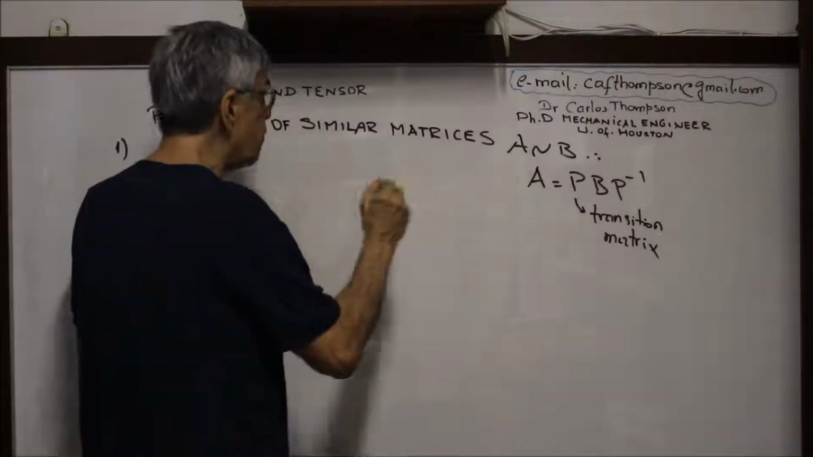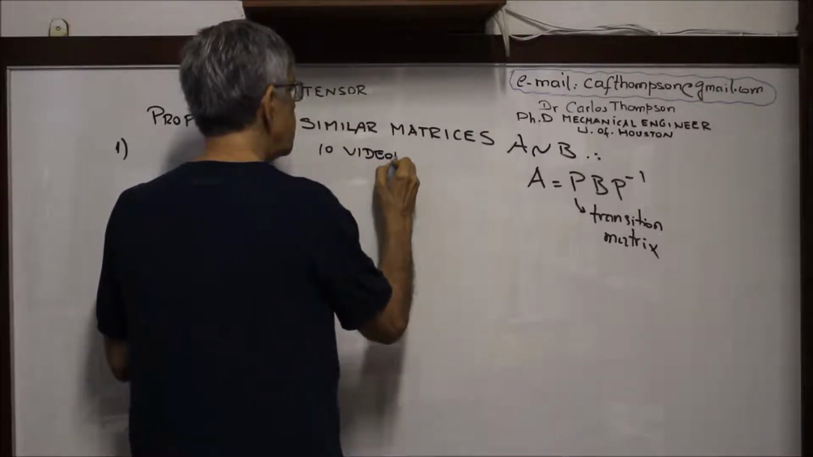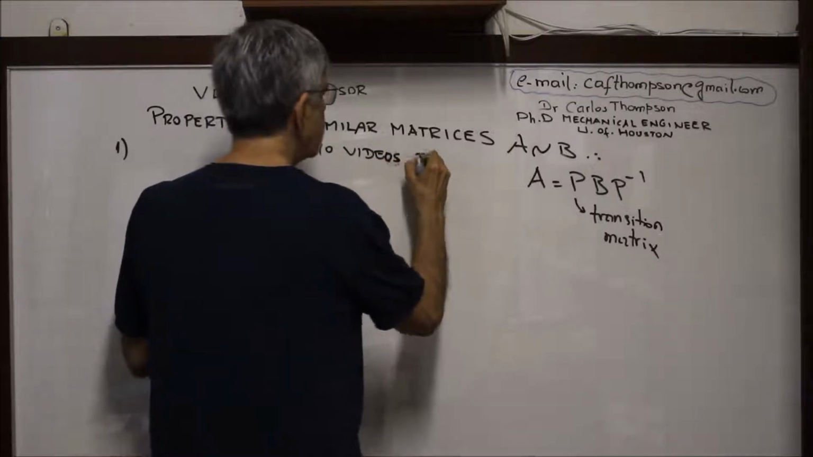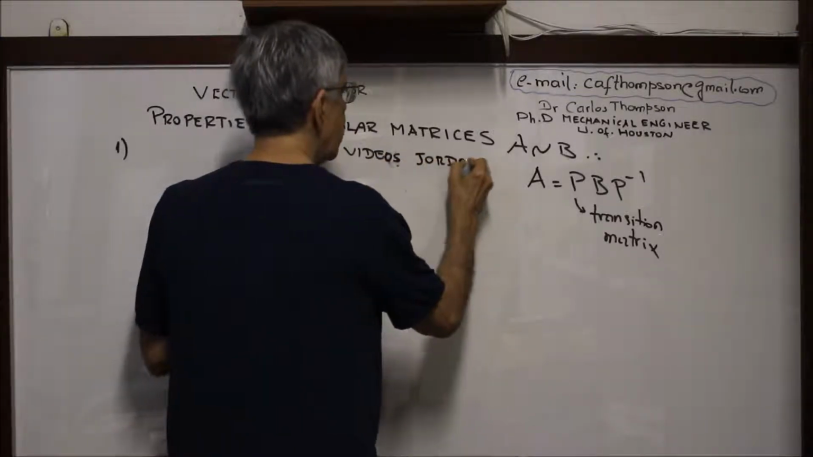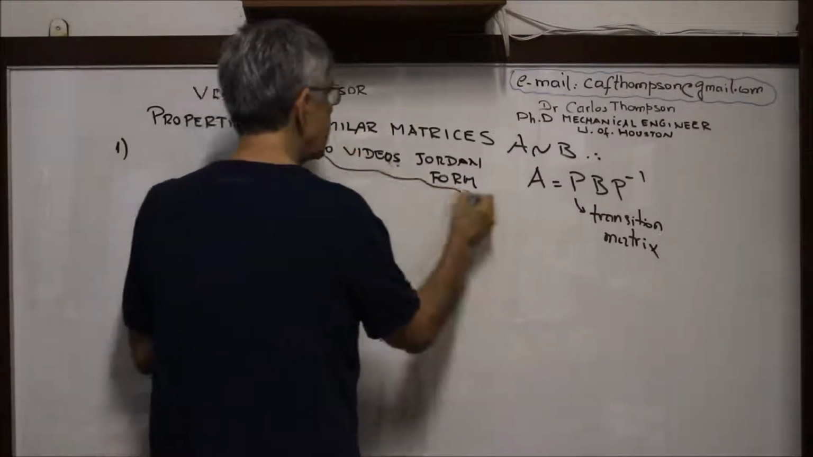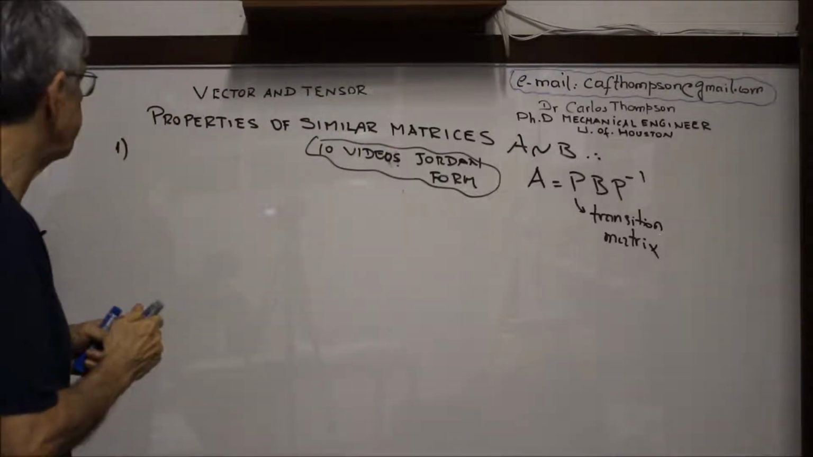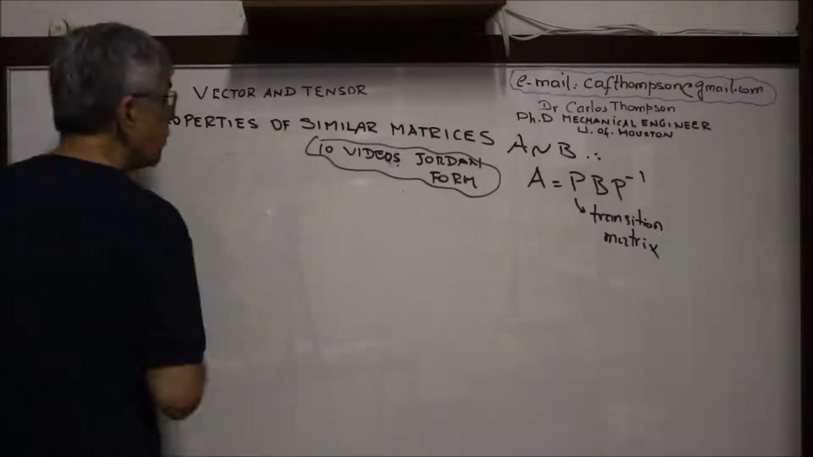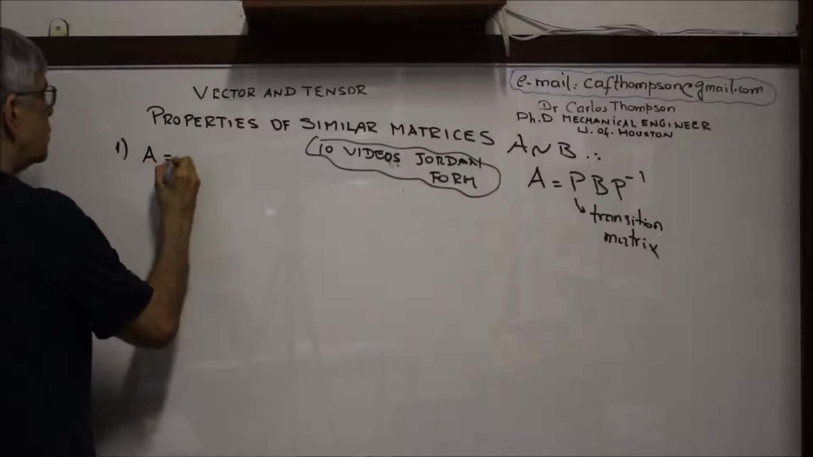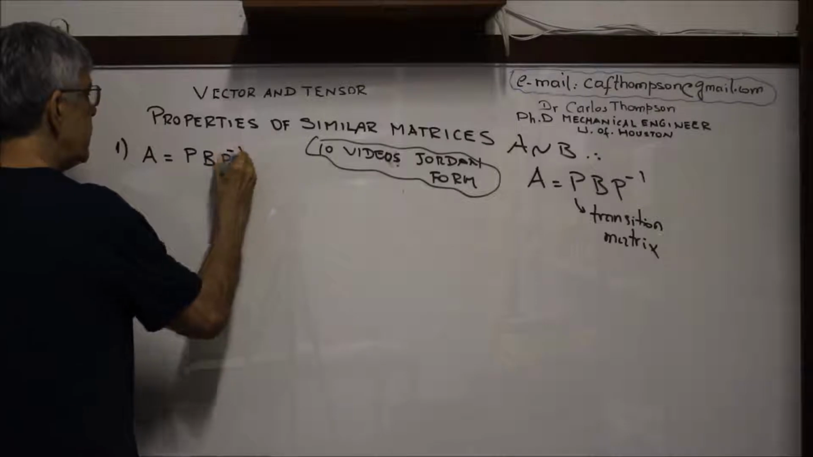Okay, don't forget, 10 videos about Jordan form. Don't forget this, okay? All these details will be there, like similar matrix and so on. So let's see the first property of similar matrix. So A is equal to P B P minus 1.